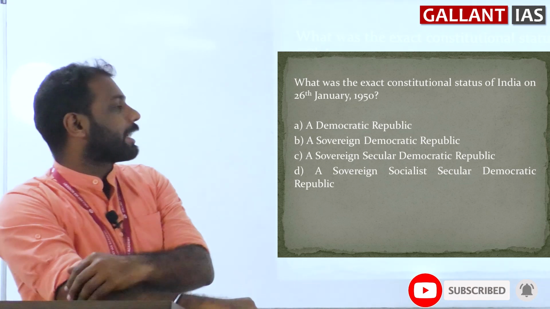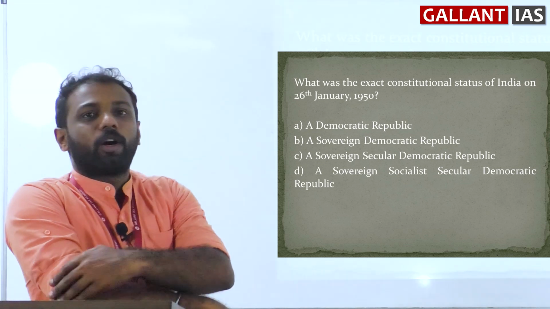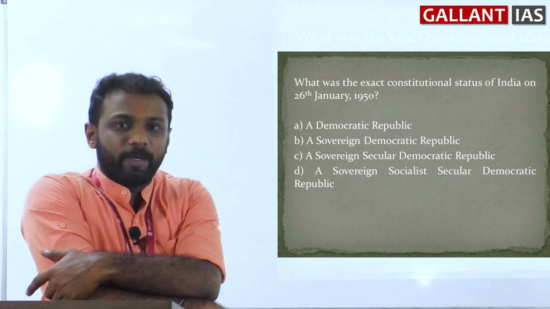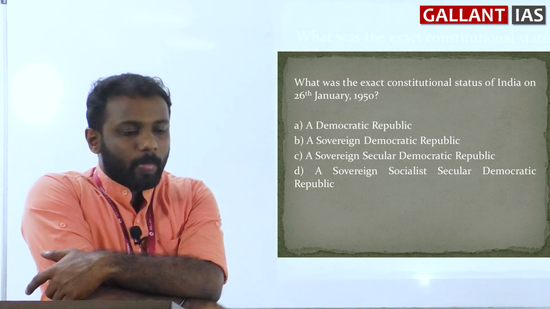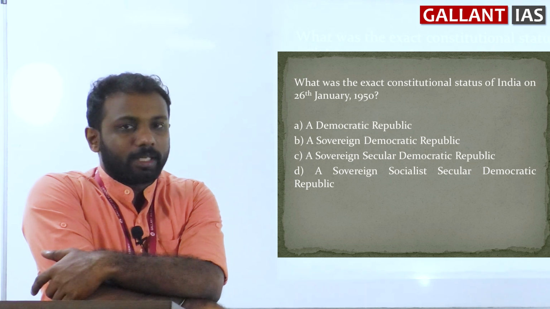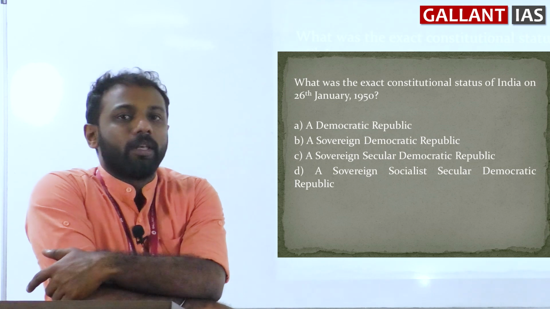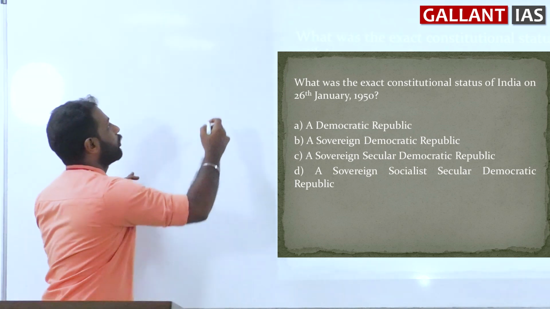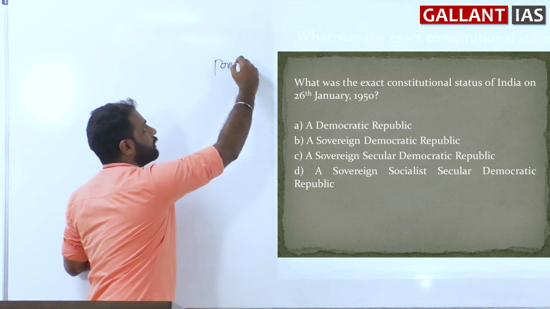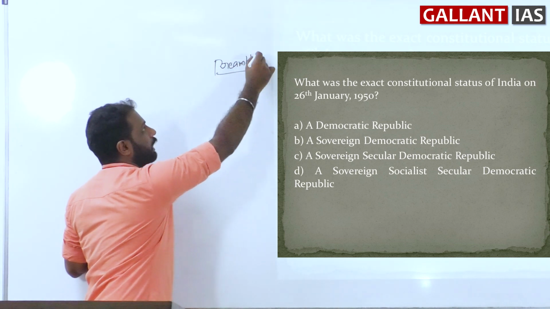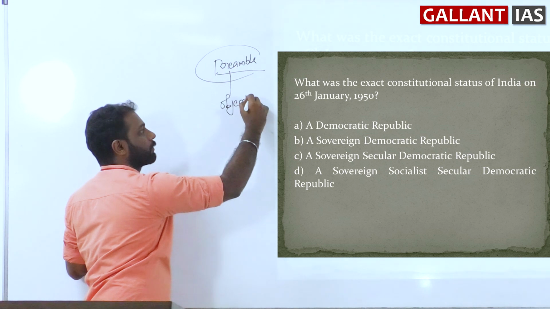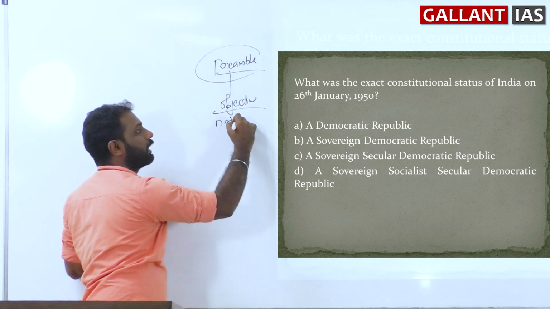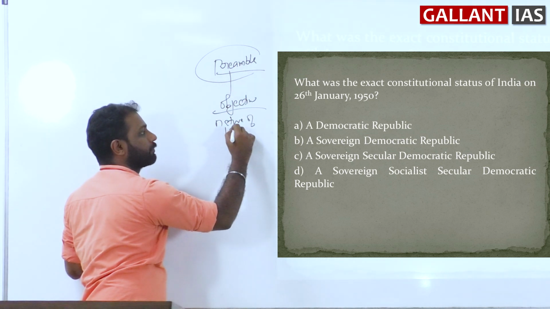What was the exact constitutional status of India on 26 January 1950? A democratic republic, a sovereign democratic republic, a sovereign secular democratic republic, a sovereign socialist secular democratic republic. See, this is a question associated with the concept called the preamble. We have an introductory part to the constitution called the preamble, and this talks about the objectives of the Indian constitution, and the nature of Indian polity.